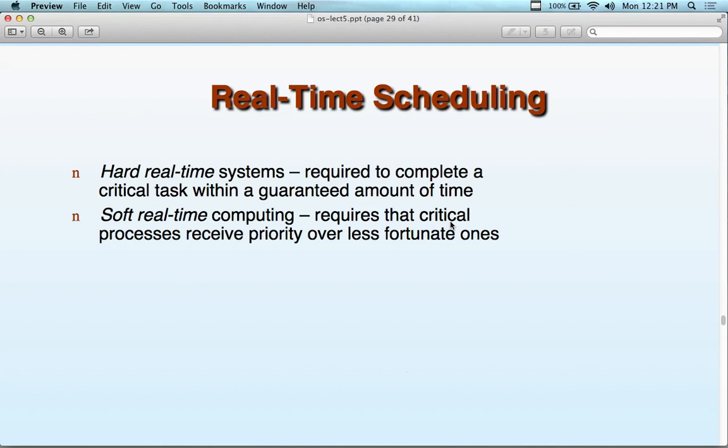So, what about real-time scheduling? Hard real-time systems require a critical task to be completed within a guaranteed amount of time. Your microwave is a real-time processor. It's not going to schedule jobs. There's one job, not another job. You press 10, start, and it's going to start.